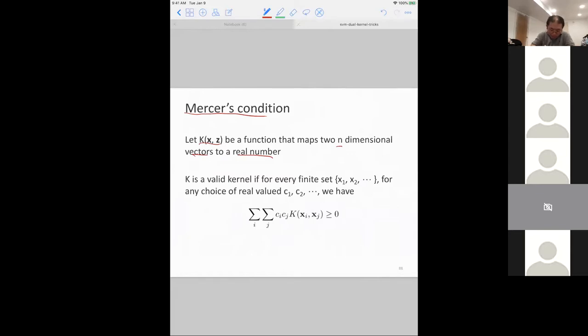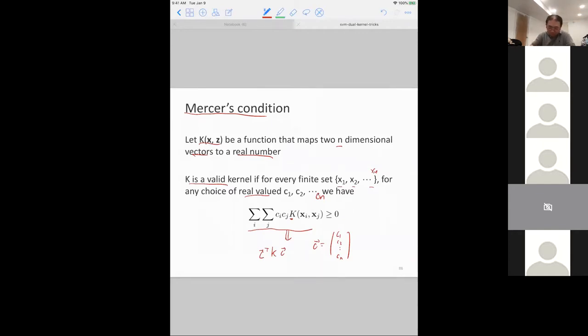And K is a valid kernel if for every finite set x1, x2 to xn, and for any choice of real value c1, c2 to cn, we have this double summation to be non-negative. So what does this double summation mean? It is essentially the quadratic term, C transpose K C. You can verify it by yourself. This is the definition of the quadratic term. So the vector C here is C1, C2 to Cn, and K here is just the kernel matrix over these n inputs.